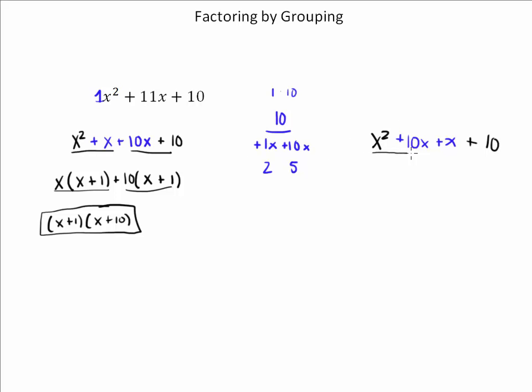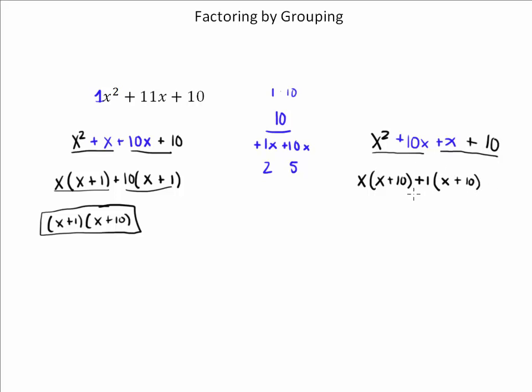Well, let's see. Out of these two, what can I pull out? The only thing I can pull out is an x, and that leaves me with x plus 10. Out of these two right here, they don't have anything in common, or I should say the highest thing that they are divisible by is a positive 1. And with this grouping method, when you get to this stage, you always have to factor something out. So since these two, the only thing they are divisible by is a positive 1, that's exactly what I'm going to factor out. So I pull out a positive 1, leaves us with x plus 10.